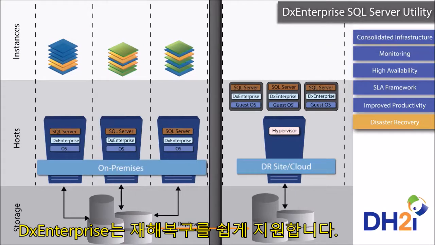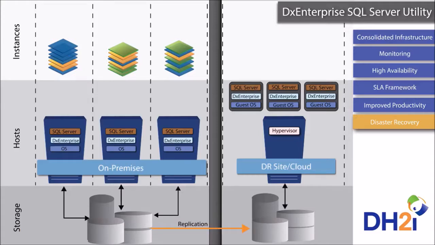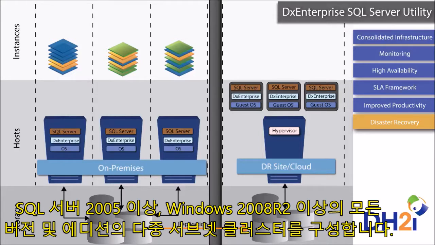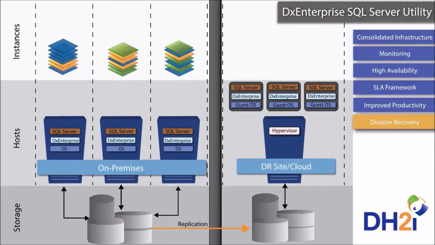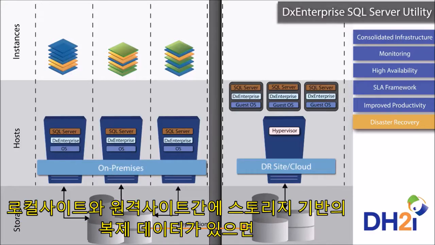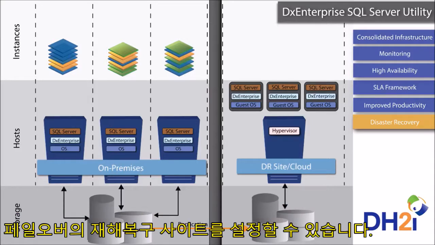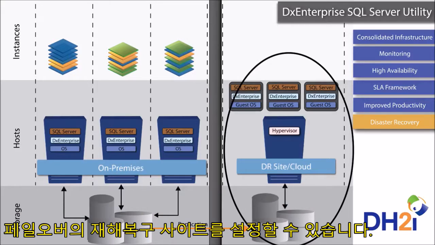DxEnterprise also makes it easy to do disaster recovery. It lets you do multi-subnet clustering for all versions and editions of SQL Server 2005 and newer, and 2008 R2 or newer Windows Server OS. Once you have storage-based replication copying data between your local and remote sites, you can set up your disaster recovery site as the last failover target.